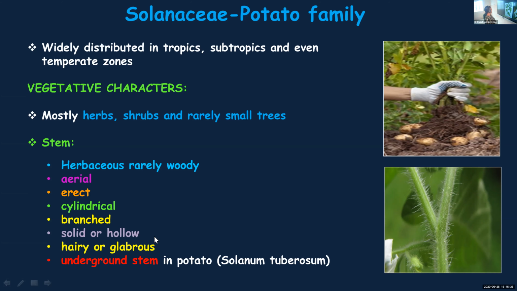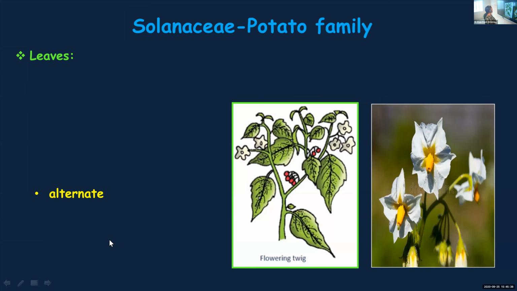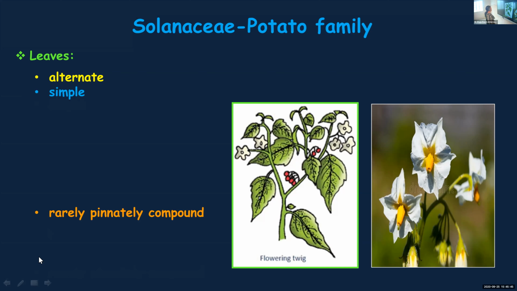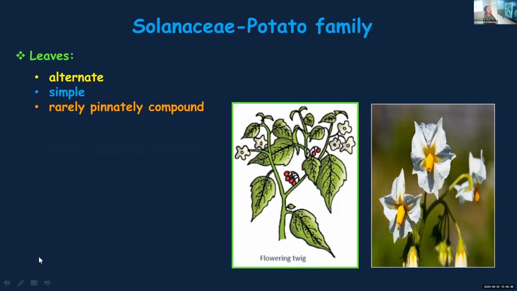Glabrous means without hair. Then we moved on to leaves. Alternate. Now I think you are getting an idea what is meant by alternate arrangement. Leaf is simple and rarely it can be pinnately compound.